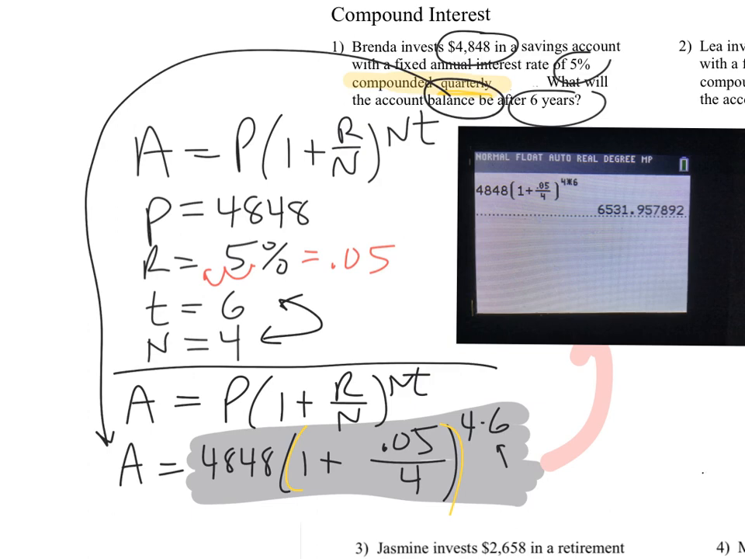And since we're dealing with money, we're going to round to 2 decimal places for dollars and cents. So here the balance is going to be $6,531. And this 7 rounds the 5 up to 6. So 96 cents. So that's how much is going to be in the savings account after the 6 years.